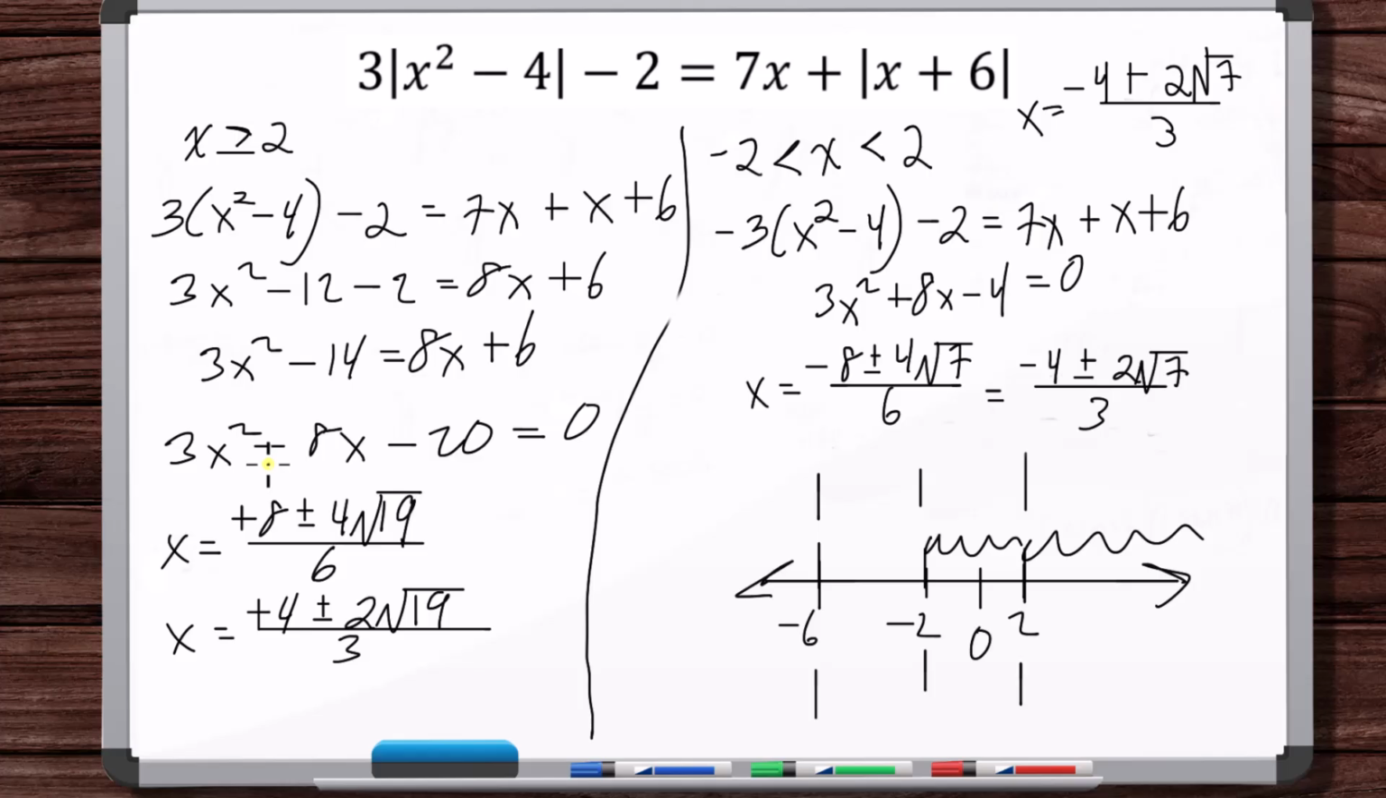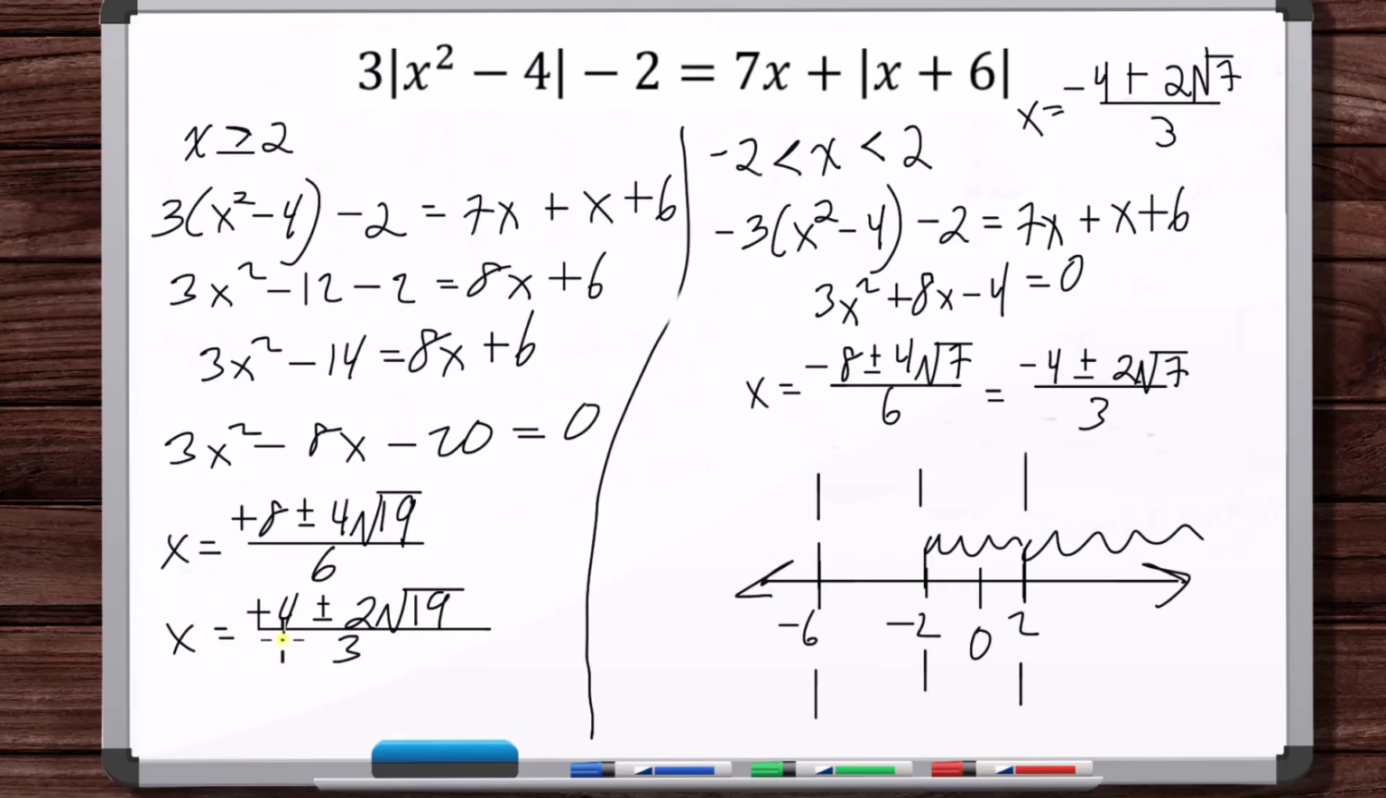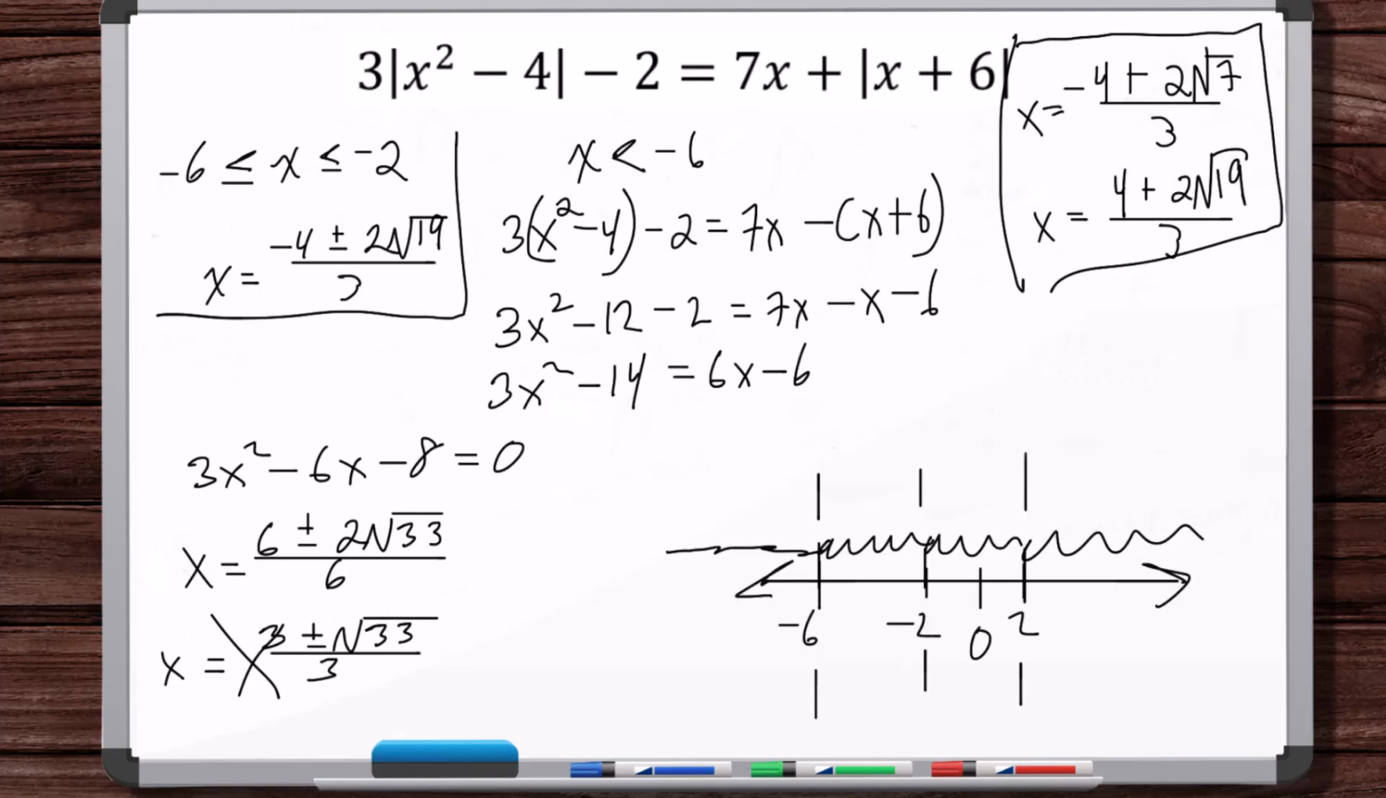This should be a plus out front, and then, but if we came back and still compared both of these solutions to x being greater than or equal to 2, none of these would check out. But here only 4 plus 2 root 19 divided by 3 would check out. So these are the two solutions.